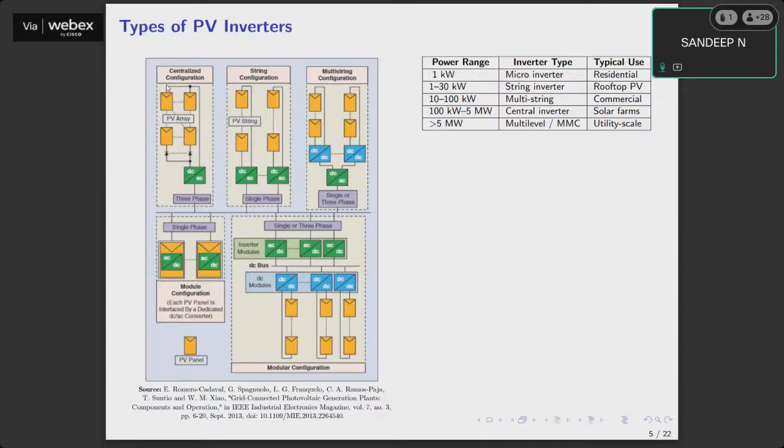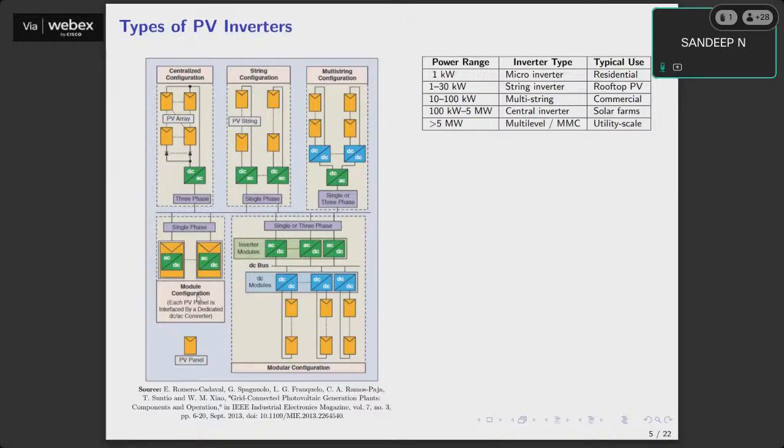Okay. Then you have a centralized configuration, which is similar to multi-string, but in this case we have PV arrays connected in series-parallel, and that goes as an input to the inverter, and we have a three-phase grid. In this centralized configuration, again, the problem is the inverter has to be rated for the full power capacity of the PV panels. Okay. So that is the centralized configuration.